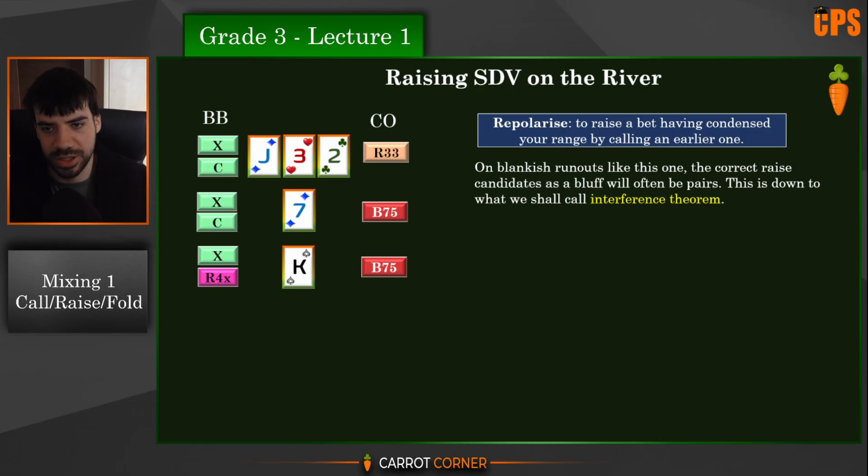On blankish runouts like this one, the correct raise candidates as a bluff will often be pairs. And this is down to what we're going to call interference theorem. We had a lot of theorems in previous grades of the Carrot Poker School, and today we're going to meet the first theorem for grade 3.